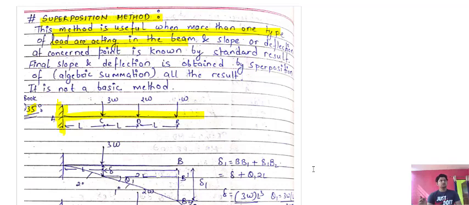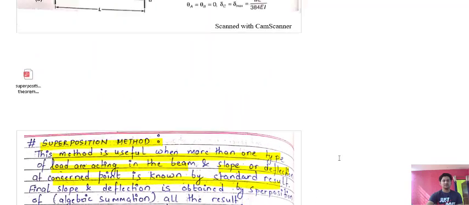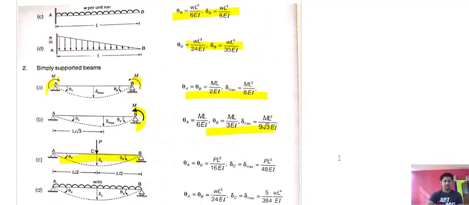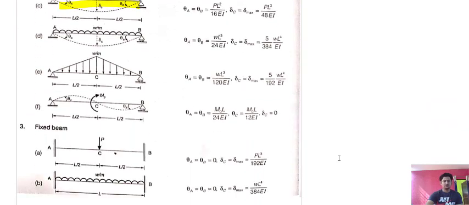So if there is UDL also, if there is UVL also, if there is point load also, it is easy for you to apply the superposition theorem. Here only point load is given, but we will discuss other cases also in which point load and UDL are acting. When there is more than one type of loading, you will go for the superposition theorem. That's why I told you that you need to learn the values of slope and deflection. The slope or deflection of the concerned point is known by the standard results. The standard results are these values that have been discussed with you, and I've also sent the PDF.